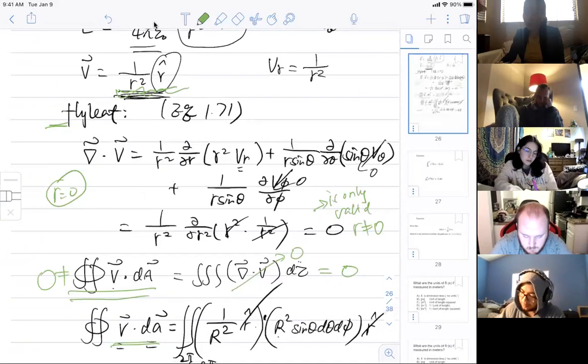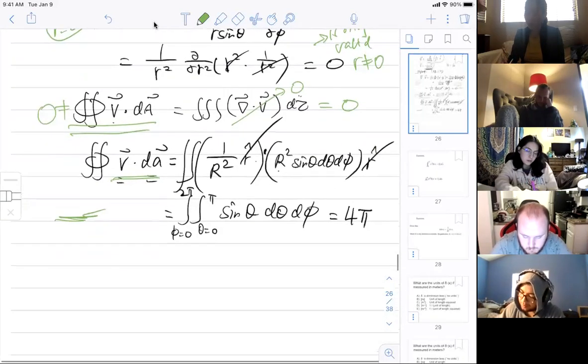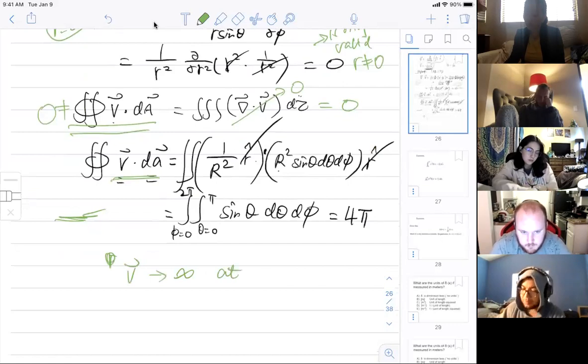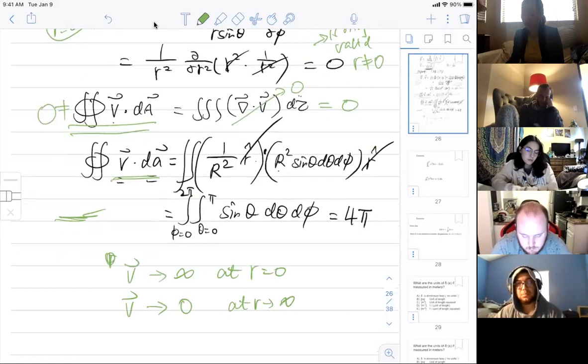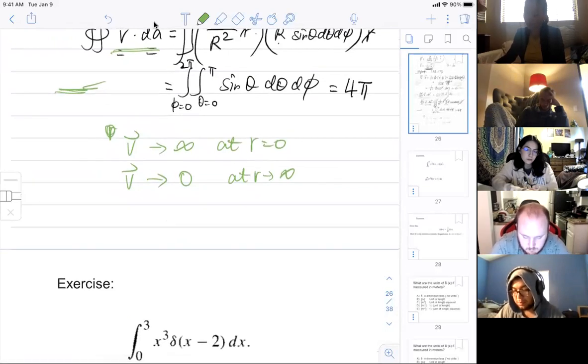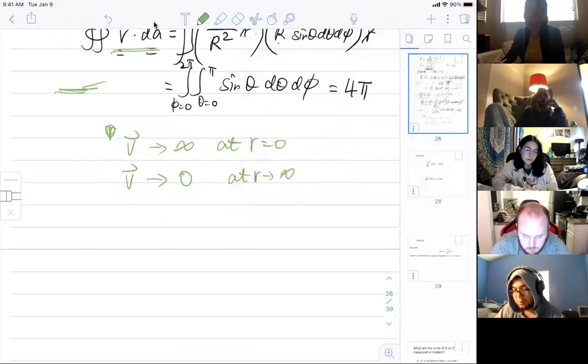So everything else about this calculation is valid except the origin. The origin has a really bizarre behavior: this V is approaching infinity at R equals 0, and when R goes to infinity, this V equals 0 because of the 1 over R squared dependence. So we want to be able to define a function that can capture this feature. That is the motivation for defining something called the Dirac delta function.